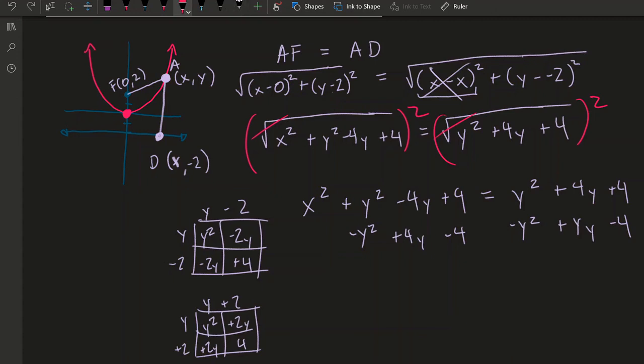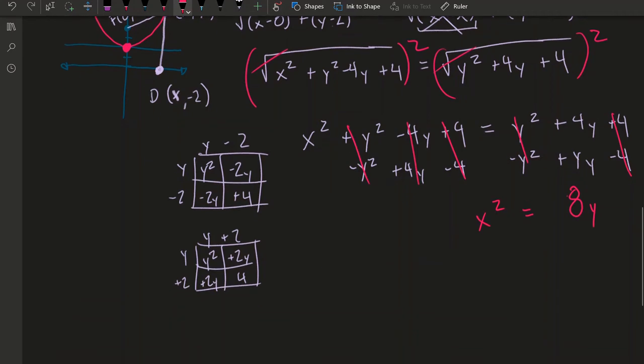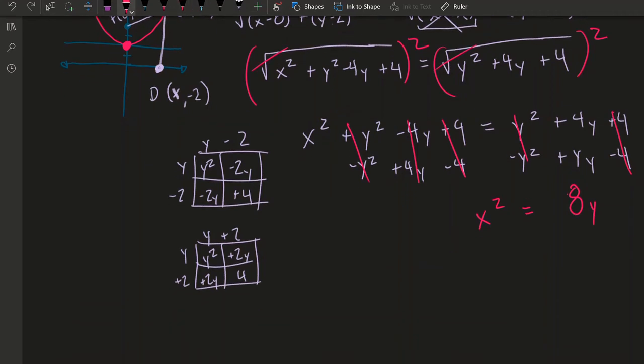So I see these will cancel out, and this will turn into an 8y. So I end up with x squared is equal to 8y, and my equation should look like y equals something. So I'm going to get the y by itself by dividing by 8, and I get y is equal to x squared over 8, or 1/8 x squared.